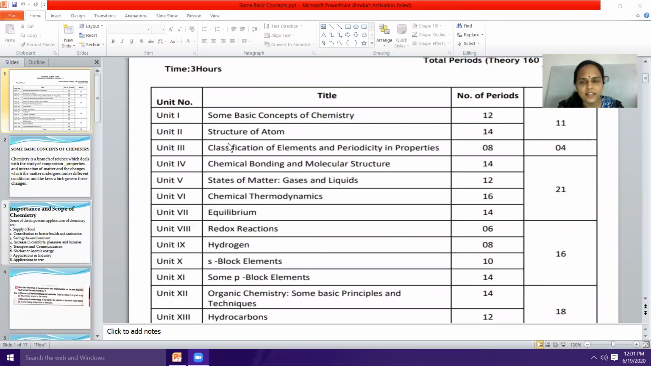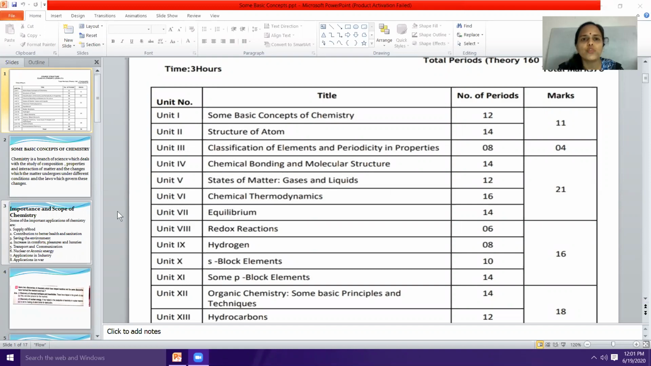To begin with, let me first brief you about the syllabus of class 11. So you can see here, there are total 14 chapters which you need to study. And it starts with the first chapter, some basic concepts of chemistry.